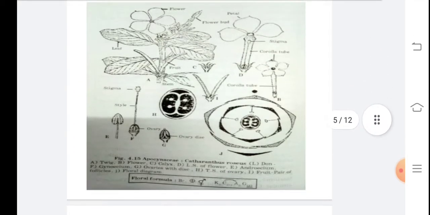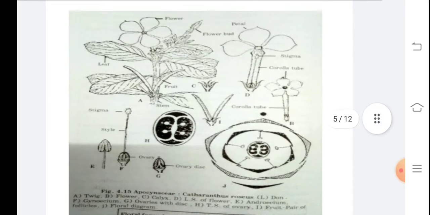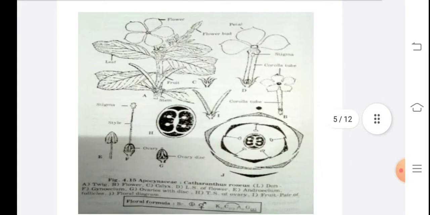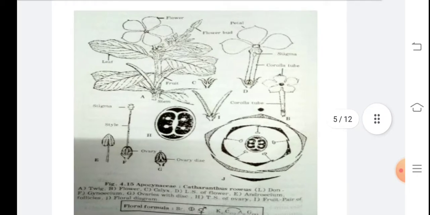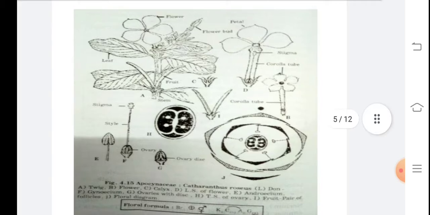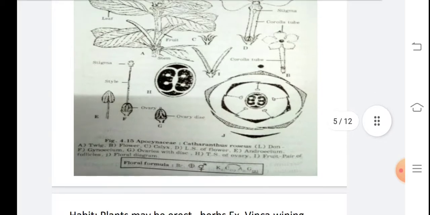These are the line drawings for this. Already we have seen the photograph, but see again as per the textbook. It shows the total diagrams. The entire branch flowers at the apex, therefore it is cymose type. Then LS of flower, separate stamen, and separate gynoecium. Then TS of the ovary, right? So we have to see about this and draw the floral diagram.